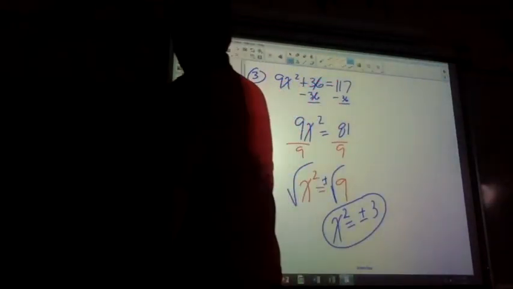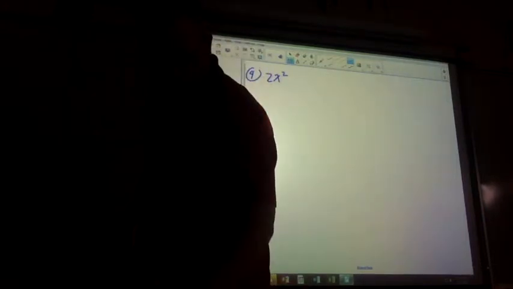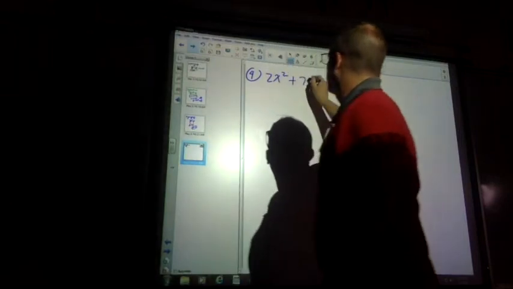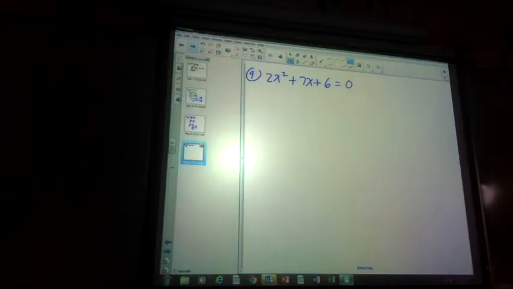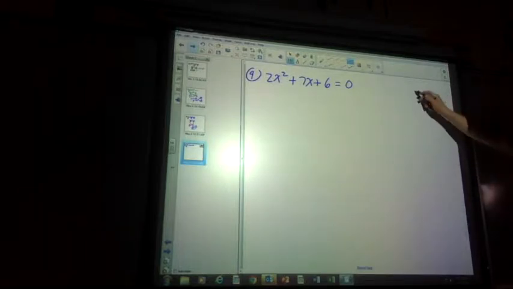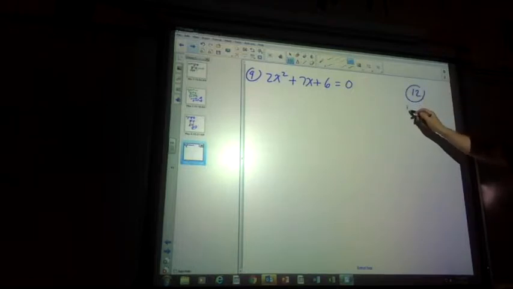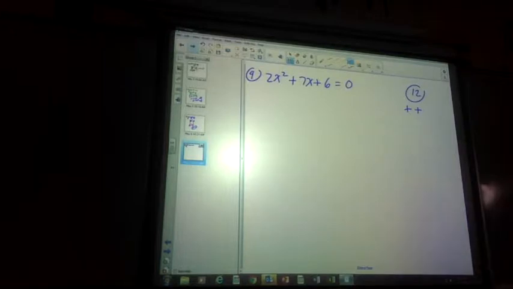Number 4, I have 2x squared plus 7x plus 6. I think this one might factor. What's my magic number? 12? Agree? All signs are positive, so both of these have to be positive. What factors of 12 add to 7? 3 and 4. Does everyone agree with that?